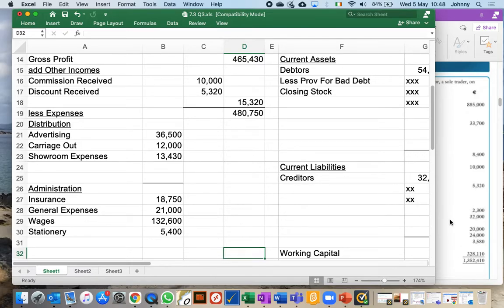Now, at this stage, I need to just double check. Have I got all of the numbers from the question in? And I know for definite I don't. There's a couple of things missing. Okay? And we're going to find out at the end, and we'll be able to fix them.